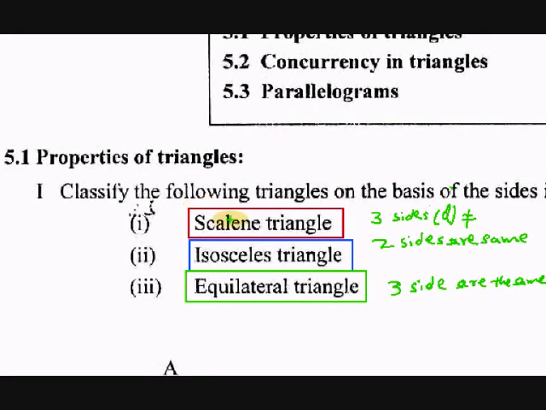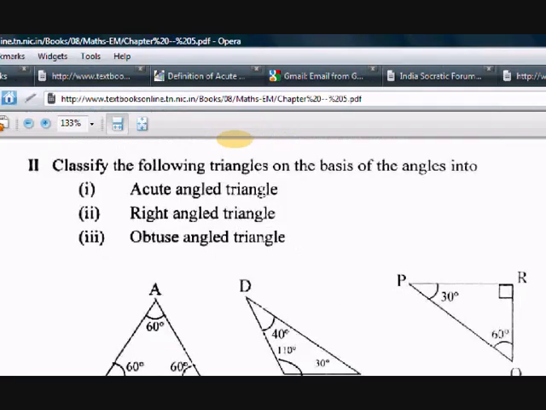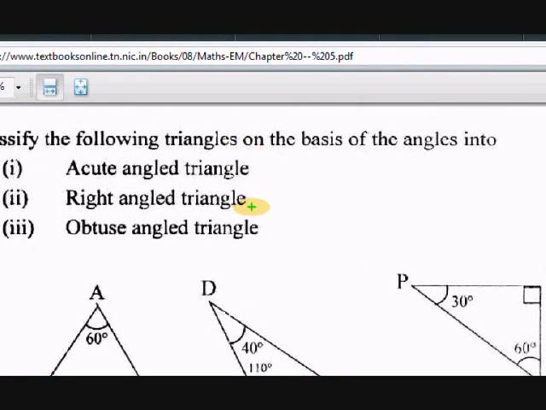In the previous case, the first classification, we classified triangles based on the sides. That is, scalene has three sides not equal, sides of different lengths. These are all based on the lengths of the sides. Isosceles has two sides of the same length. In an equilateral triangle, all three sides are of the same length. In this case, the only difference is that we talk about angles. That is the difference between the previous one and the current one.